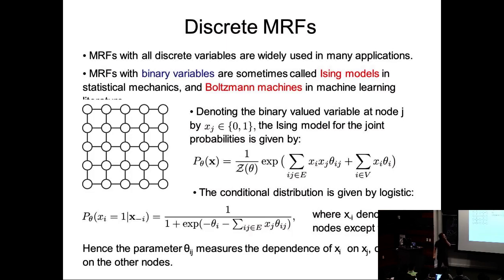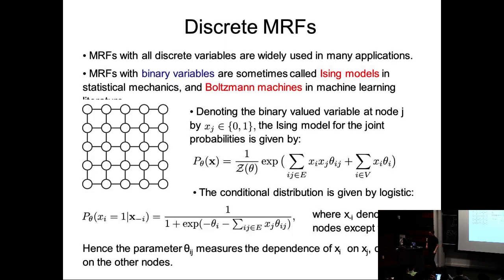So here we're going to be denoting the binary valued variables at node j as 0, 1. You can also do the same thing for 1, -1. And then according to the Ising model, the joint probability is going to be given by this expression. So let's look at this expression. We have probability of x.